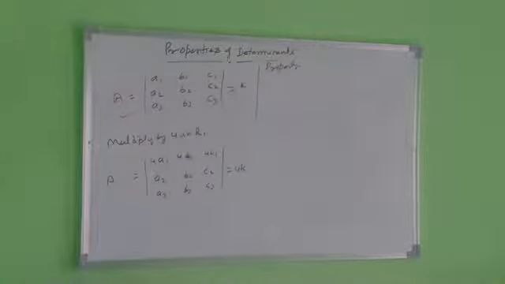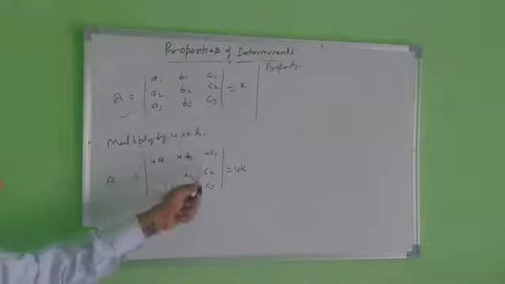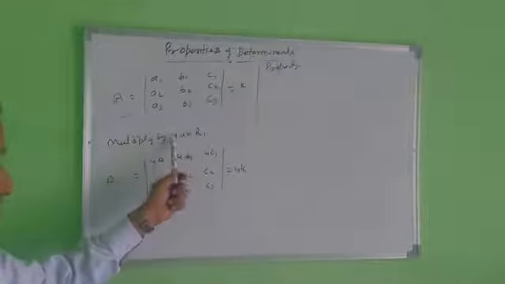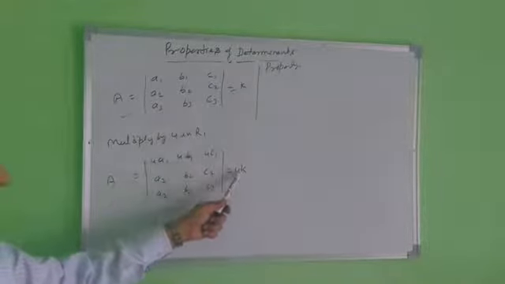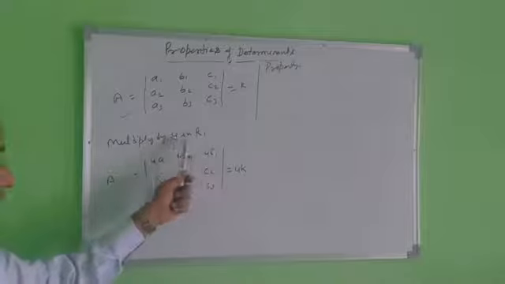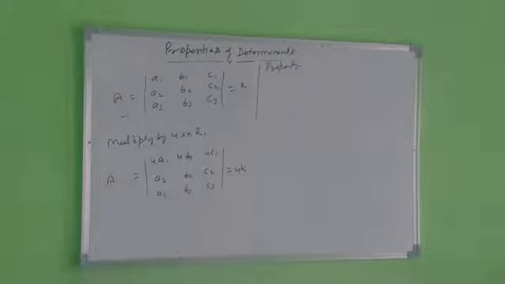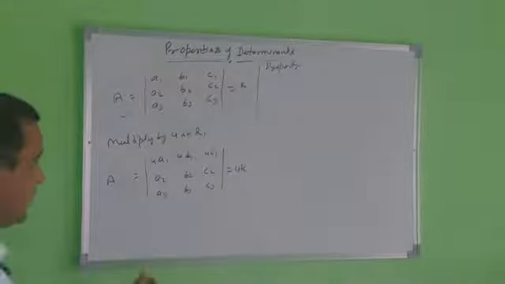Do you understand these things? If you multiply by 4, you get 4k. If you multiply by 5, you get 5k. If you multiply by n, you get nk. Any number you multiply by, the result is that many times the original.